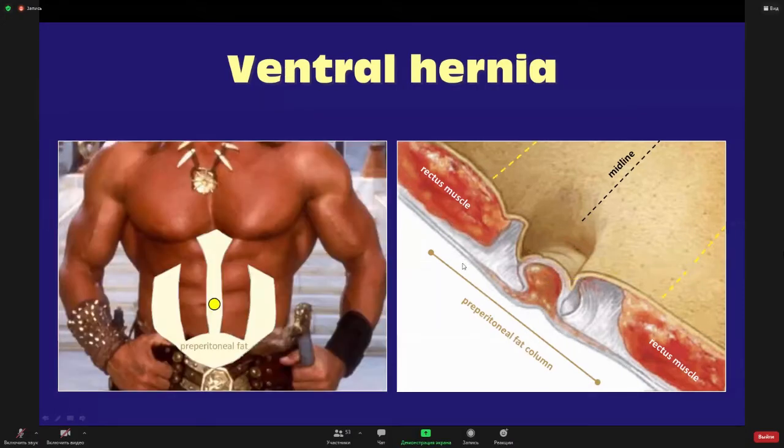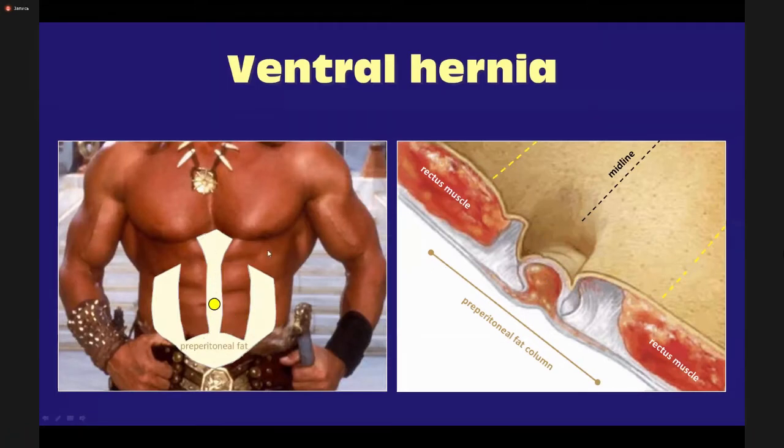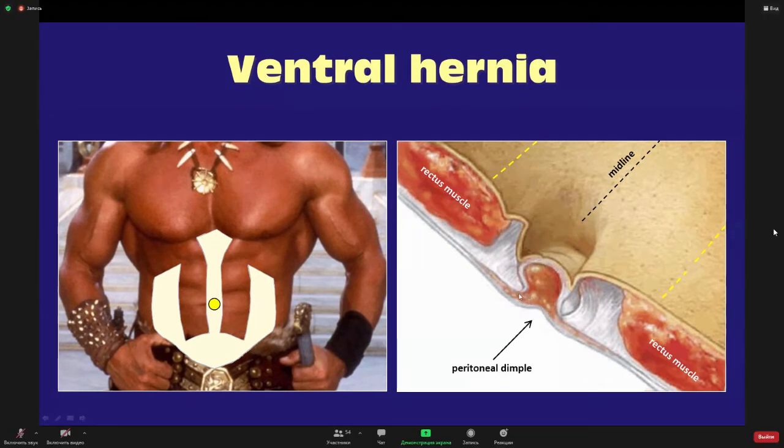It's actually this column of preperitoneal fat under the muscles. And also you can see here, correctly drawn, a dimple. That is the first stage with these preperitoneal hernias, that you may not even see it if you do a laparoscopy. There might be a dimple.